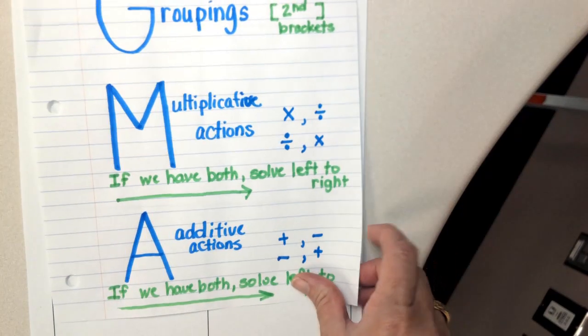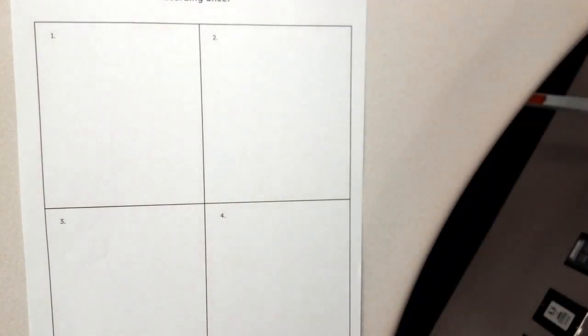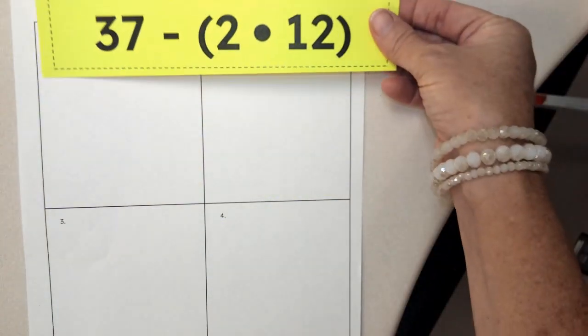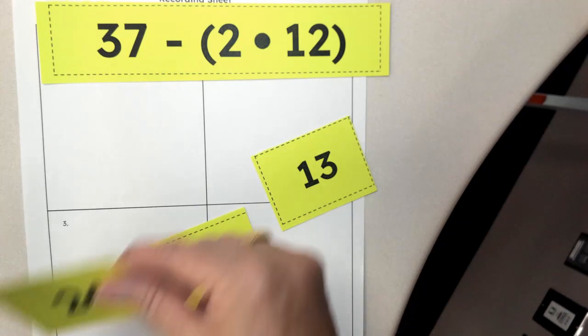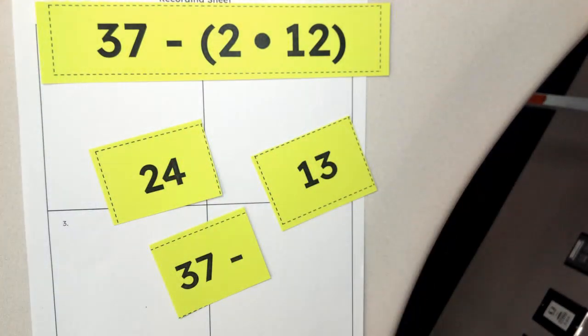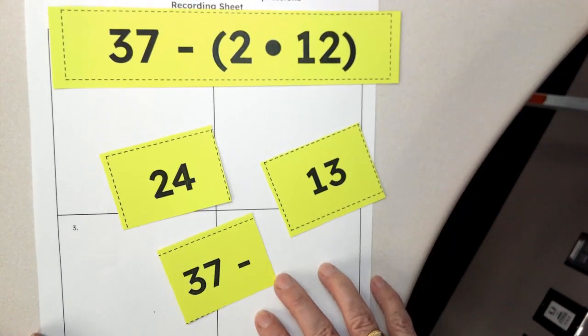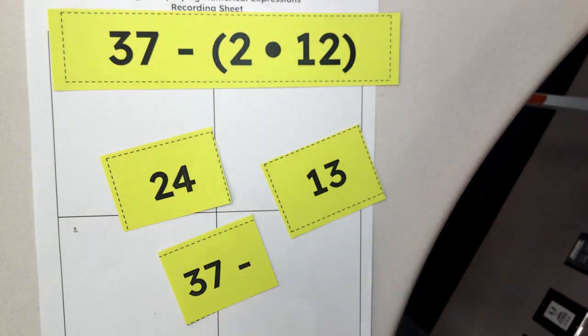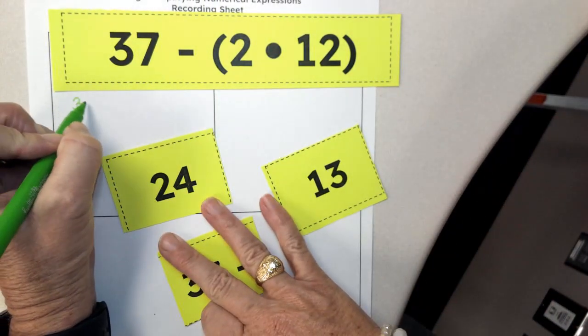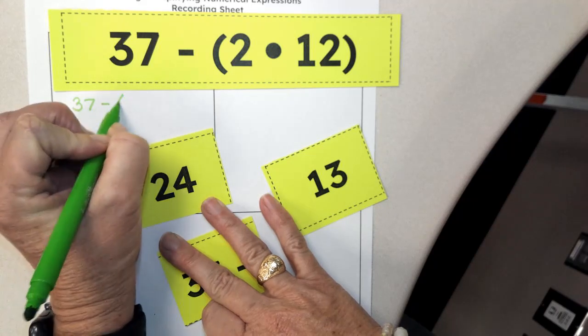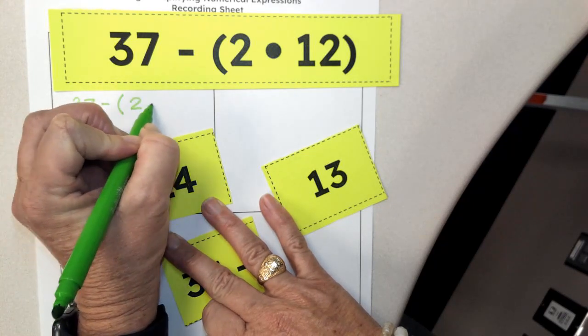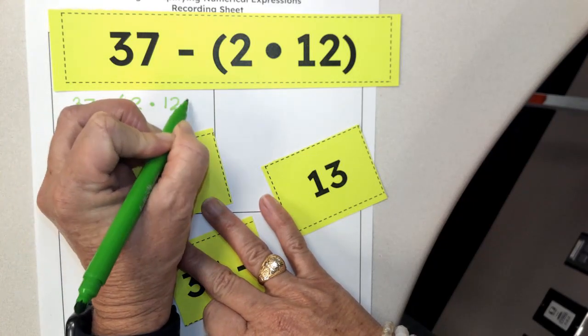So I'm going to take my notes and push them to the side, and I have this problem that we're looking at. And once you have these 3 pieces in front of you, what we're going to do is lay out how we would solve this problem. So our beginning problem is 37 minus parentheses 2 times 12 parentheses.